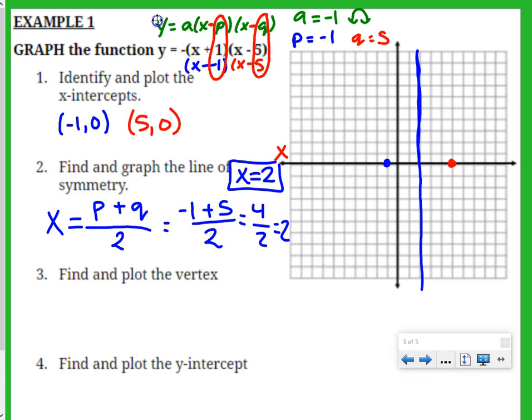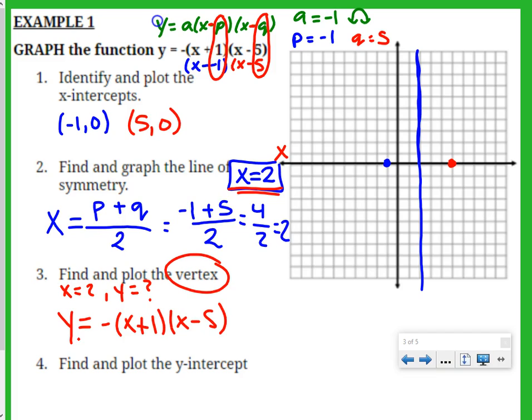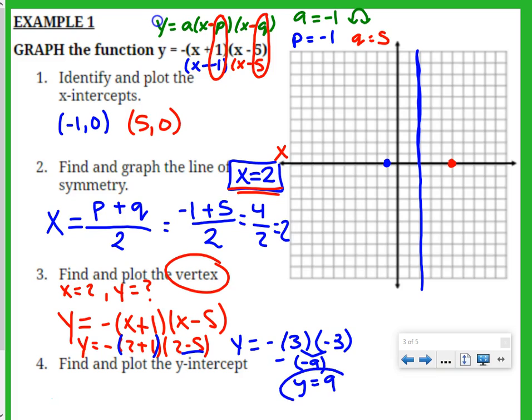Find and plot the vertex. The vertex is either your highest or lowest point, and it's always on this line of symmetry. So we know x equals 2. We need to figure out what y is. Use your equation: y equals negative the sum of x and 1 times x minus 5. Put 2 in for x. Y equals negative 2 plus 1 times 2 minus 5. Two plus 1 is 3, so y equals negative 3 times 2 minus 5, which is negative 3. Negative 3 times negative 3 is 9, so y equals 9. So our vertex is x equals 2, y equals 9. We plot that point on our graph, right here.